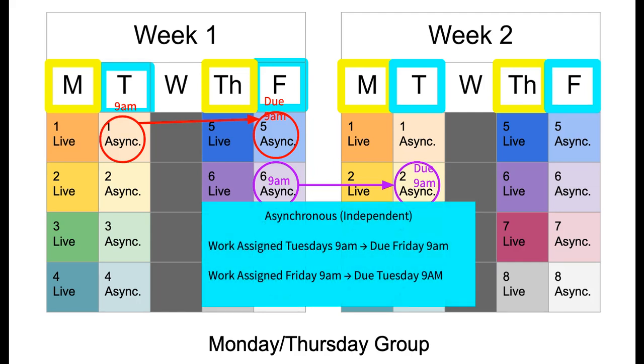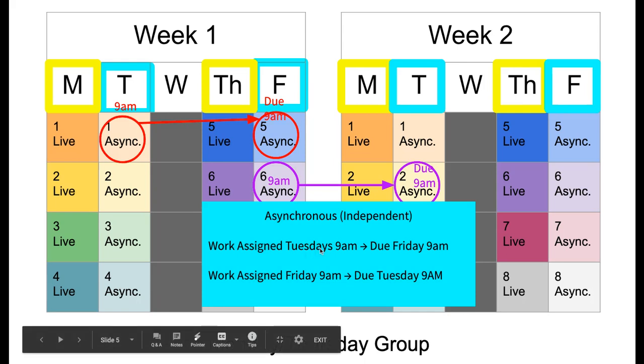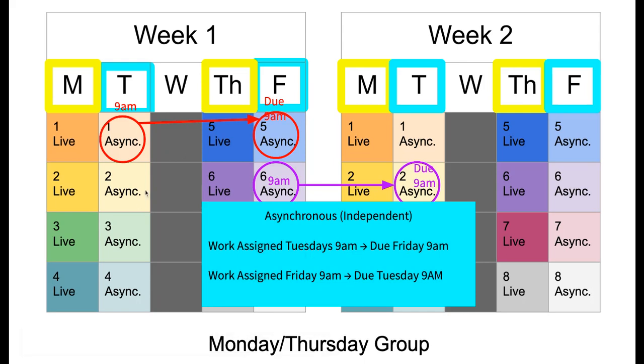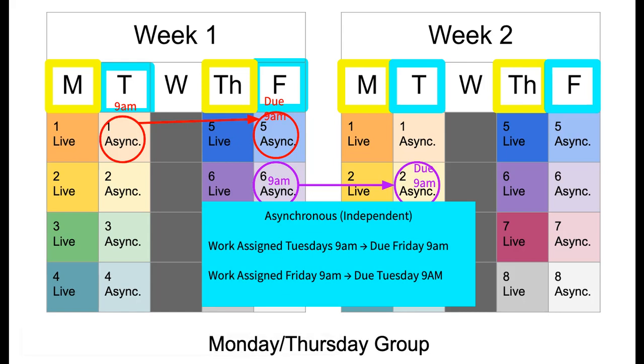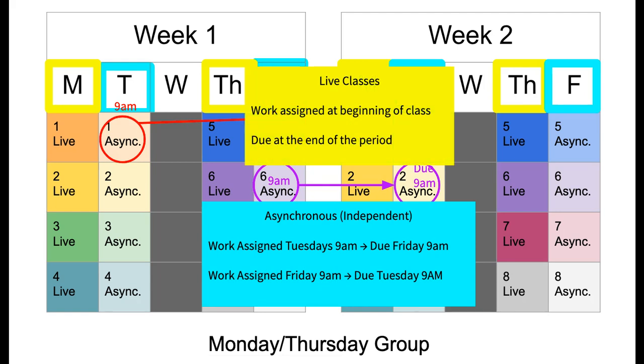Just to really sum up and make this really obvious, your asynchronous, independent lessons occur on Tuesdays and Fridays. Anything on Tuesday you will get at 9 a.m. and it will be due Friday at 9 a.m. So, your period 1, 2, 3, and 4 classes will be due Friday. Any work that's assigned Friday, so your periods 5, 6, 7, and 8, is going to be due Tuesday at 9 a.m.